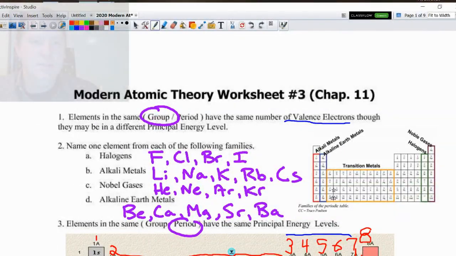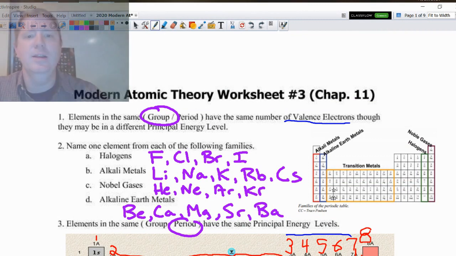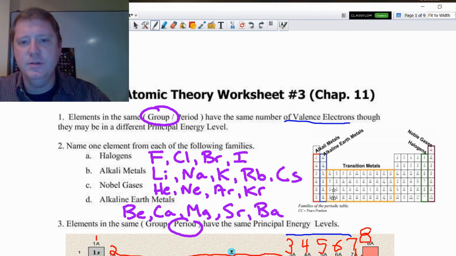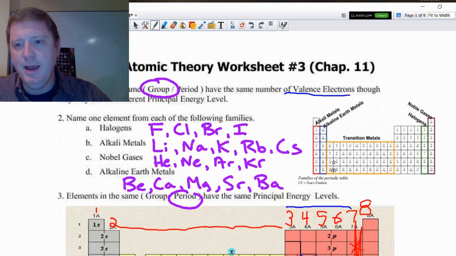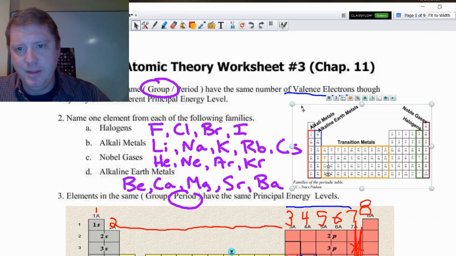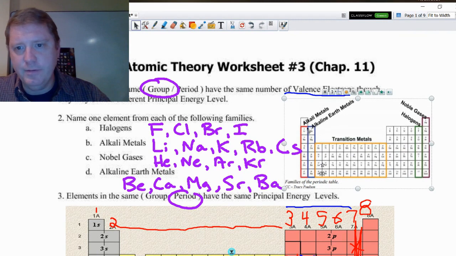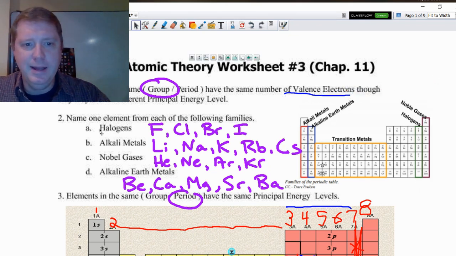All right. Speaking of halogens, number 2, name one element for each of the following groups or families. So I grabbed this periodic table from somewhere. In fact, it says it on the bottom, but it has labeled that the first column is alkali metals, the second is alkaline earth, middle is transition, noble gases, and halogens are in the green. So if you wrote down any element inside one of those, you are good to go.